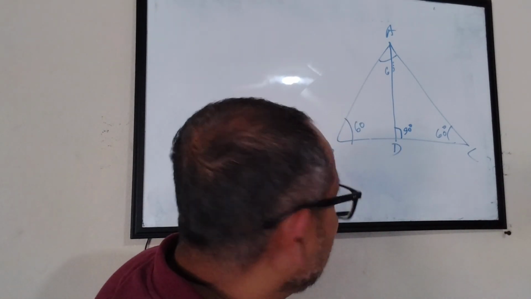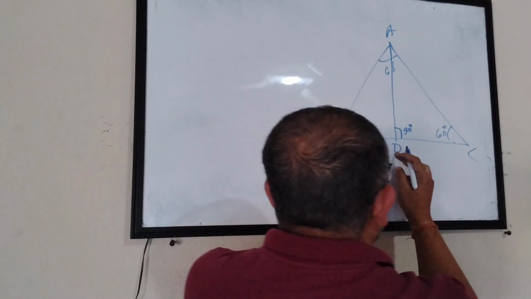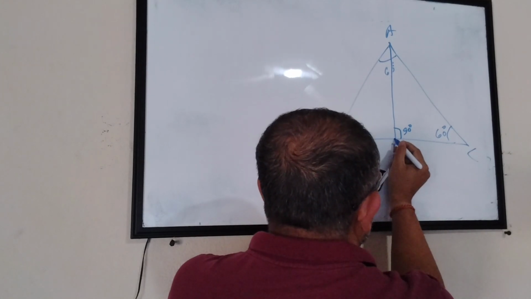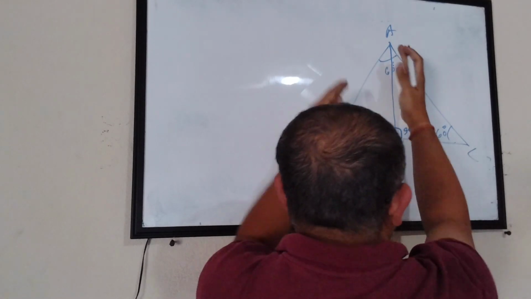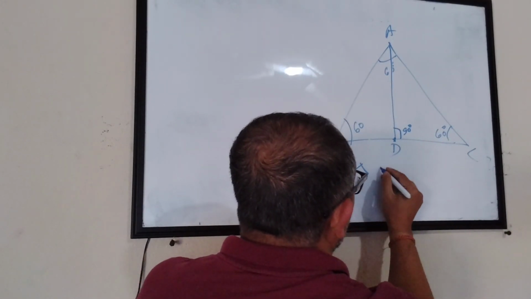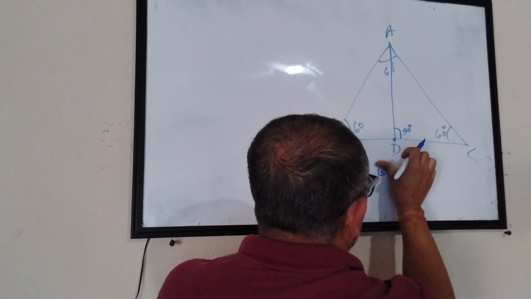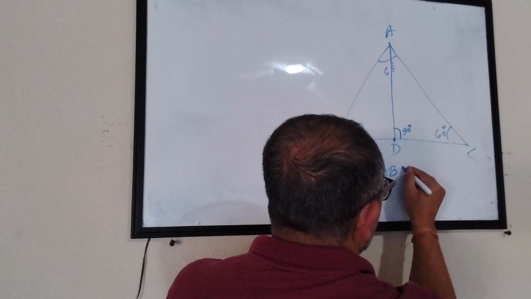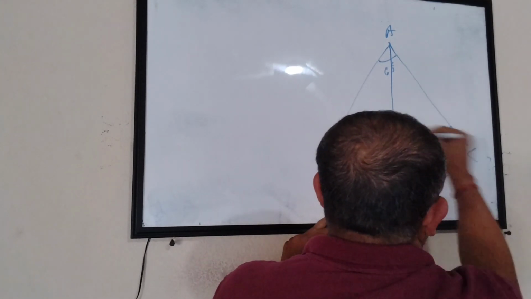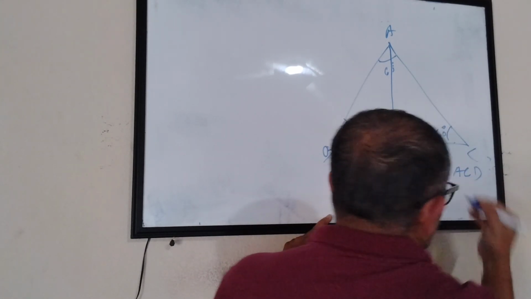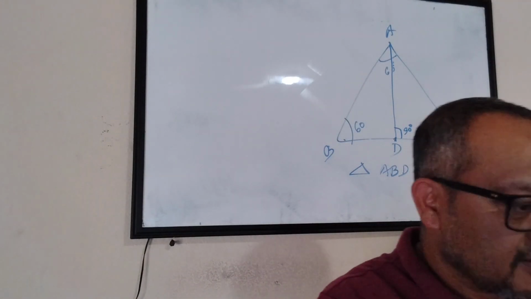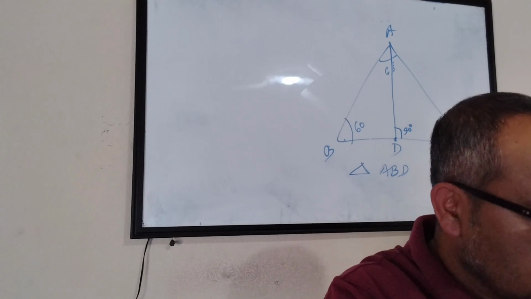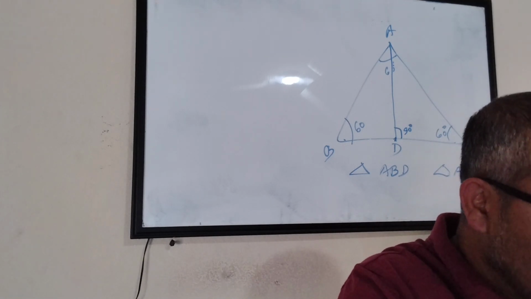What I'm trying to do is find out this. Let's look at triangle ABD and triangle ACD. Can we say that these two are congruent? Yes.